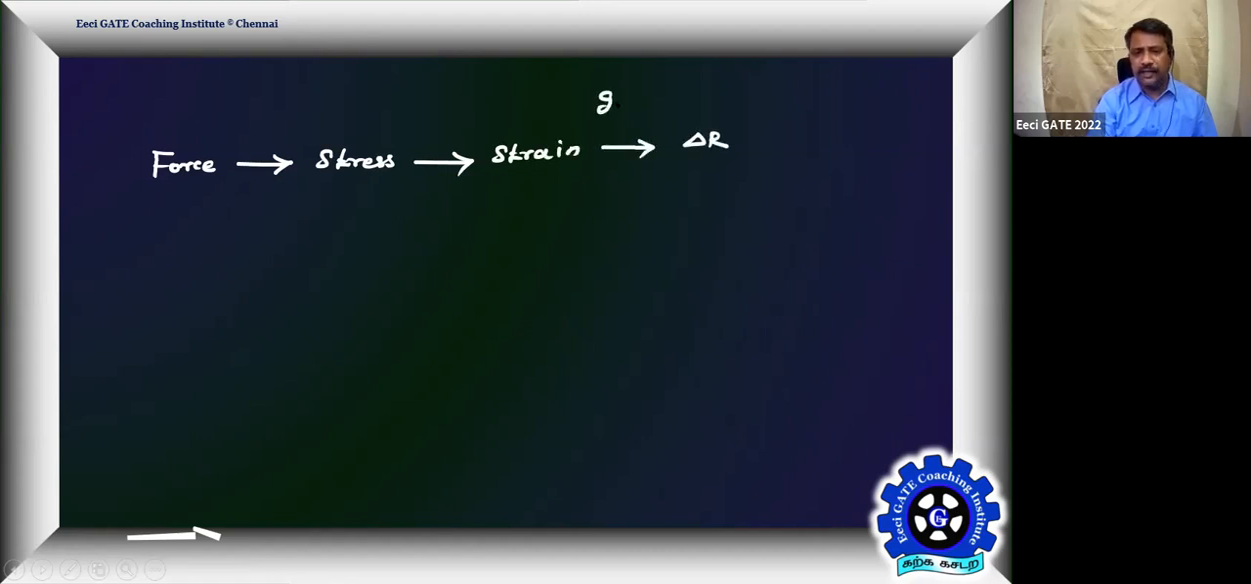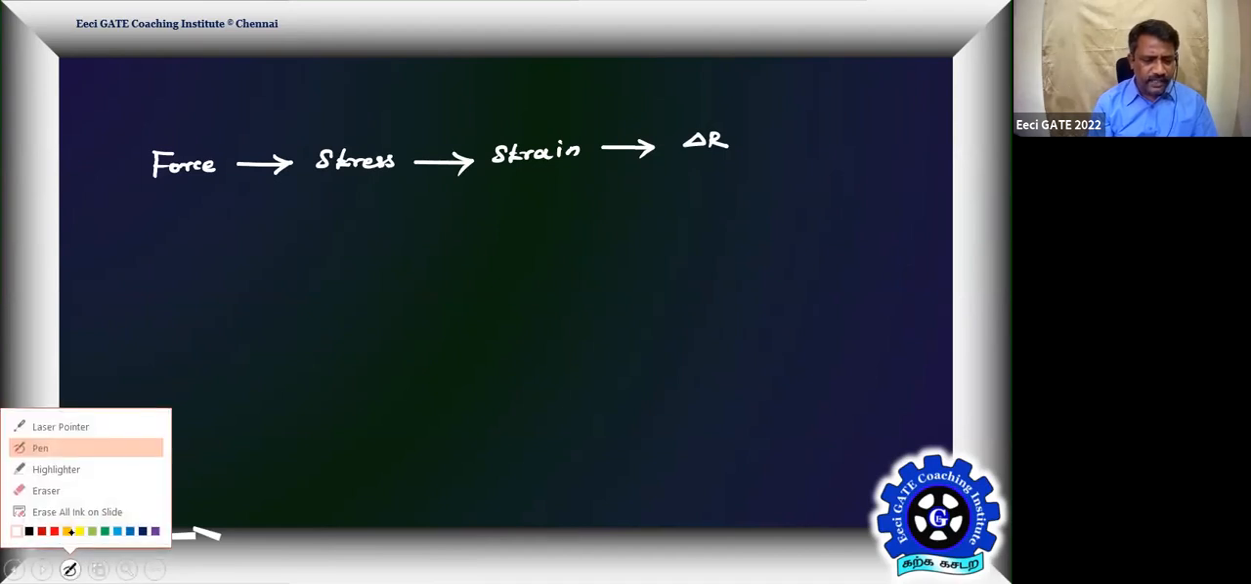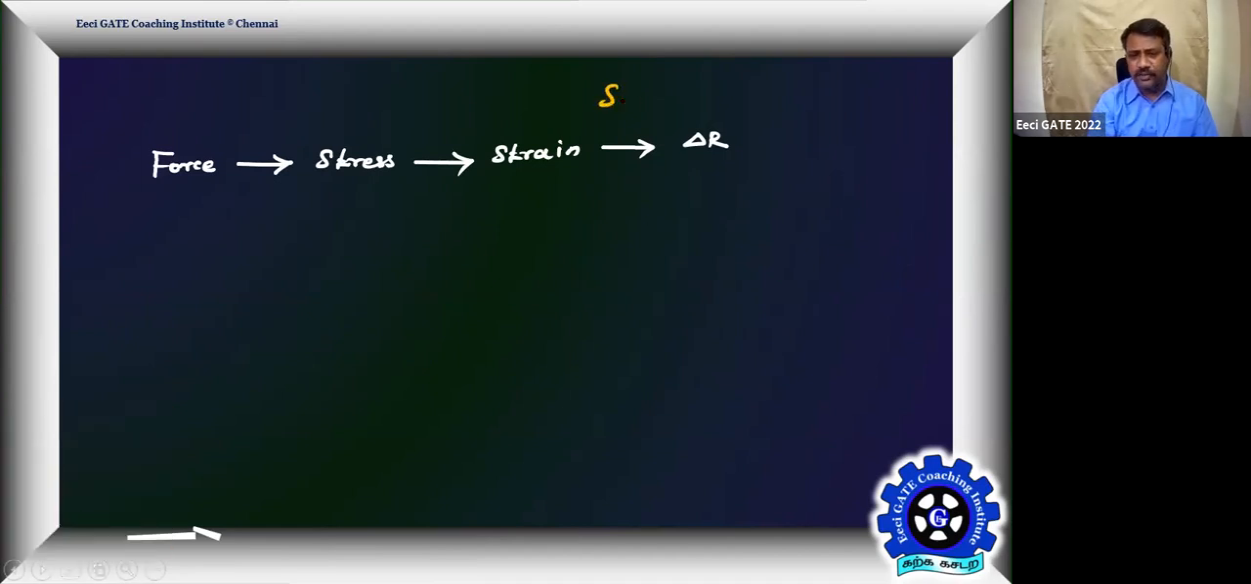This is clearly known. Who is doing the conversion of strain to delta R, strain to change in resistance? The gauge factor is doing that. Clear? Then who is converting stress into strain? Who is converting force into stress? Area is doing that job, because stress is nothing but force applied divided by area of cross section.